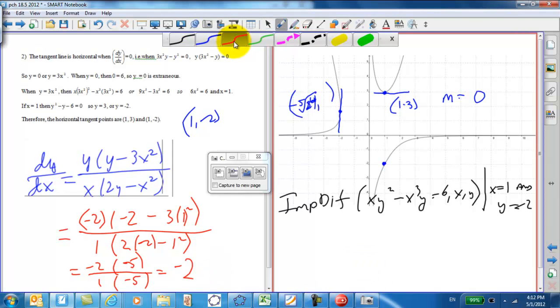Yeah, the TI-89 says a slope equal to 2. So that checks out with our graph. That definitely looks like a slope equal to 2.